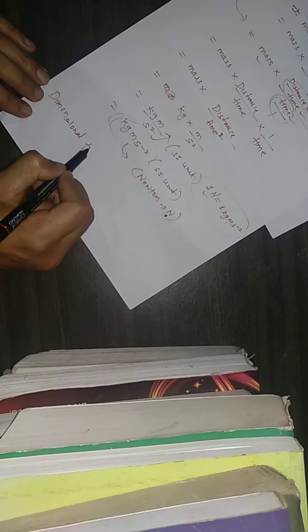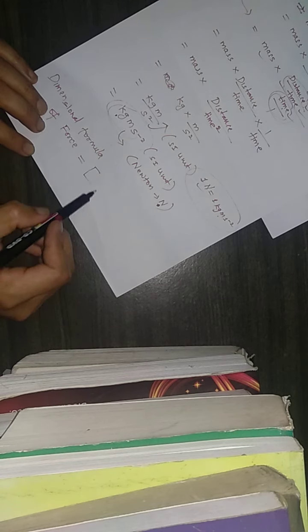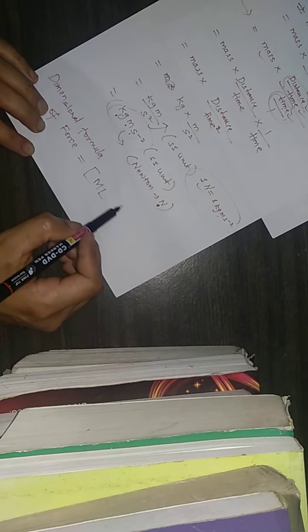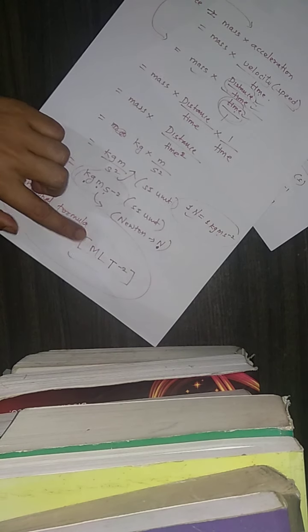Now what will be the dimensional formula for force? Firstly you have to open the square bracket. Now kg is the SI unit of mass, so capital M. Meter is the SI unit of length, so L. Second is the SI unit of time, so time inverse 2. So this is the dimensional formula for force. So this is how you represent a physical quantity, in this case force, with a dimensional formula.